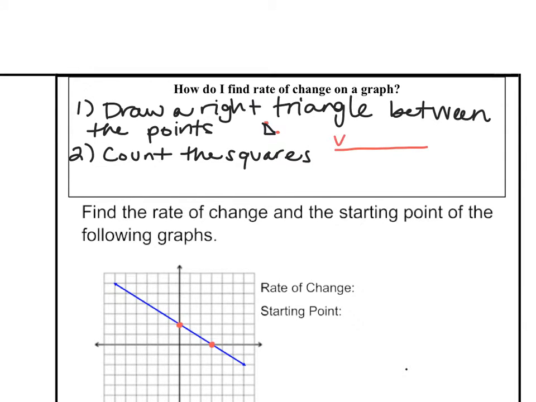It's going to be the vertical, which is this way, over the horizontal, which is the same thing we talked about yesterday, the change in y over the change in x. How x and y are changing. So we count the squares and we're going to write it in a fraction just like yesterday. The last thing we need to do is add the sign.